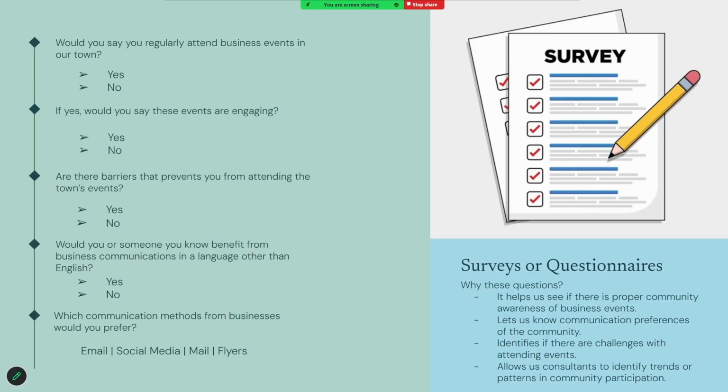Surveys or questionnaires. Why ask these questions? It helps us see if there's a proper community awareness of business events, lets us know communication preferences of our community, identifies if there are challenges with attending events, and allows us to identify trends and patterns in community participation.